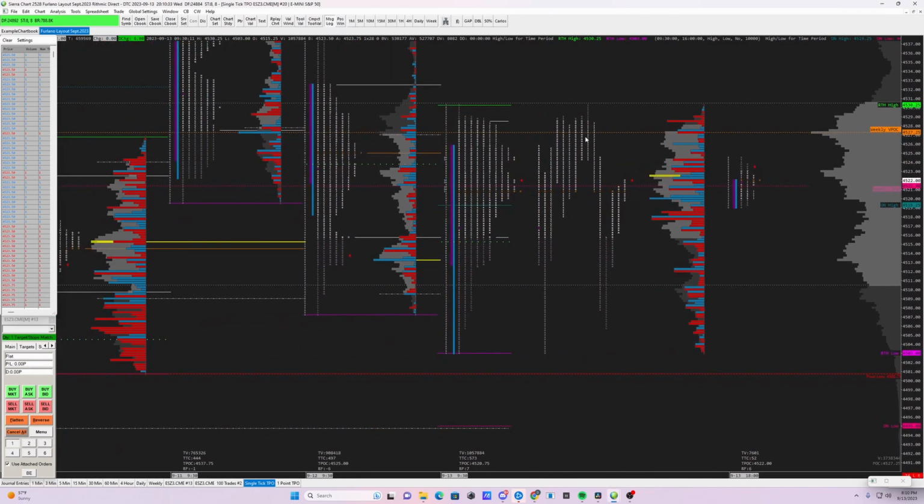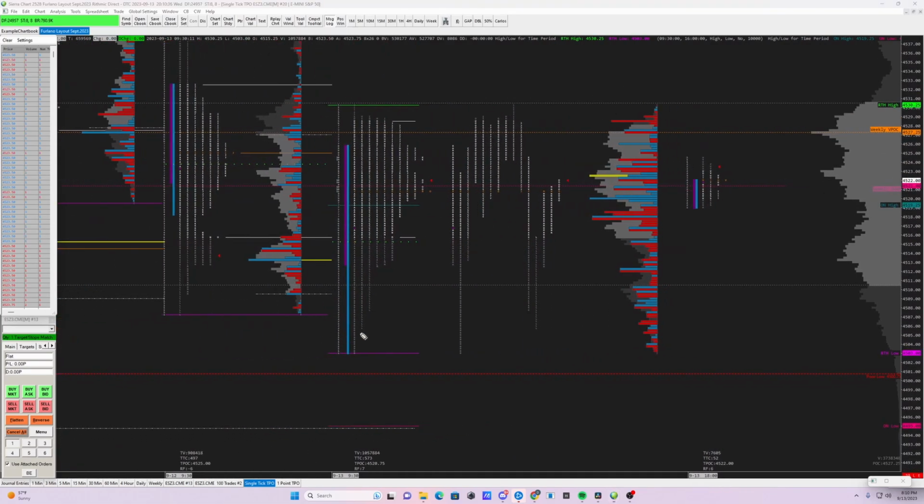We completed the auction. There were no more buyers as price went to the upside. So think of these tails at the tops and bottoms of these ranges. This is excess on the sell side. This is excess on the buy side. And excess is two ticks or more above a range high or a range low. If we have anything less than that, it is a poor high.